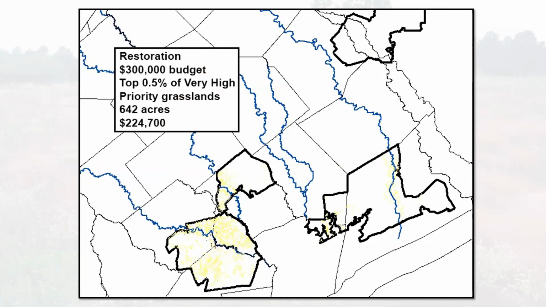And then if you spent it entirely on restoration, you could restore the top 0.5% of the very high priority grasslands within these focal areas, which is 642 acres at a cost of $220,000. You could probably do a little more than that. Obviously we're not meeting the budget, but just in terms of these percentiles, that was a rough estimate at getting some areas identified. Here they're shown in dark orange, which you can barely see, along the San Antonio River where it crosses the Goliad-Refugio Prairie.